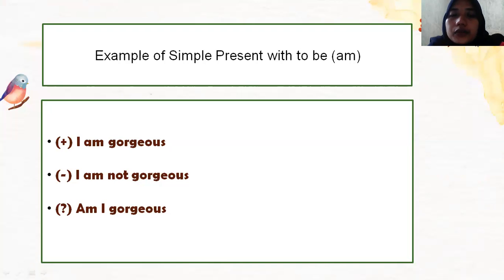For the examples of simple present with to be am: I am gorgeous. I am not gorgeous. Am I gorgeous? We can see that I is the subject, am is the to be, and gorgeous is the object of this sentence.